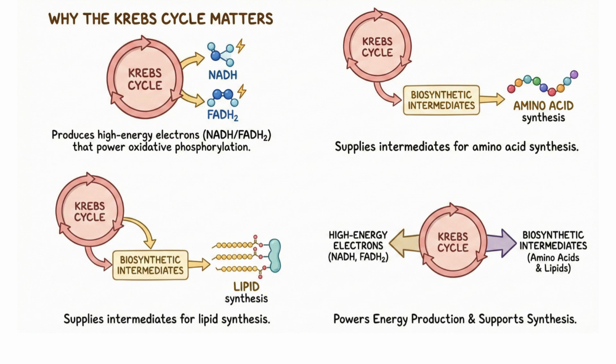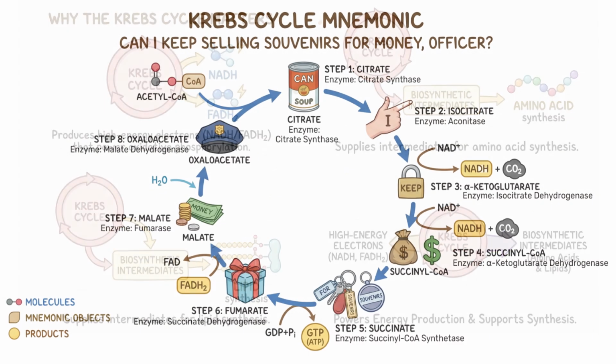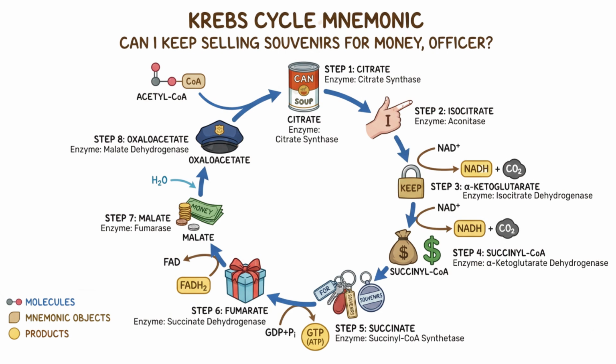To quickly memorize all steps and enzymes that are involved in the Krebs cycle, you can use the mnemonic on the screen. Just pause the video and go through it as many times as possible. This will help you quickly know all the intermediates and all the enzymes.